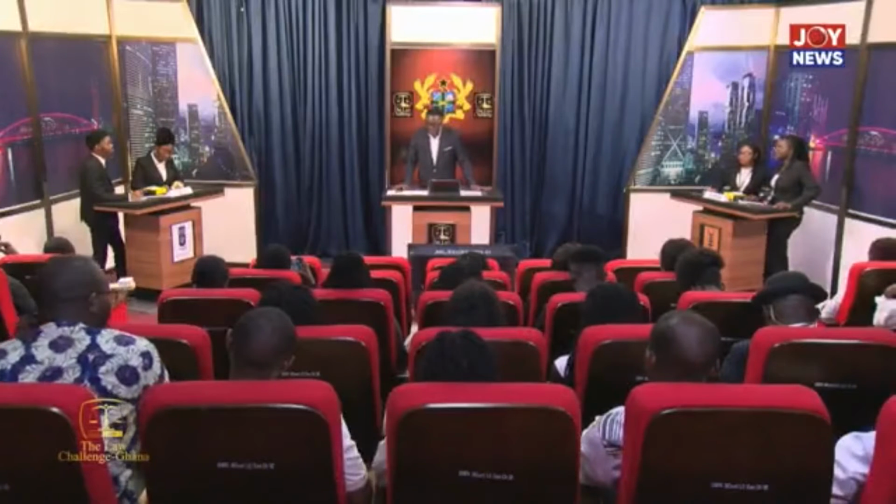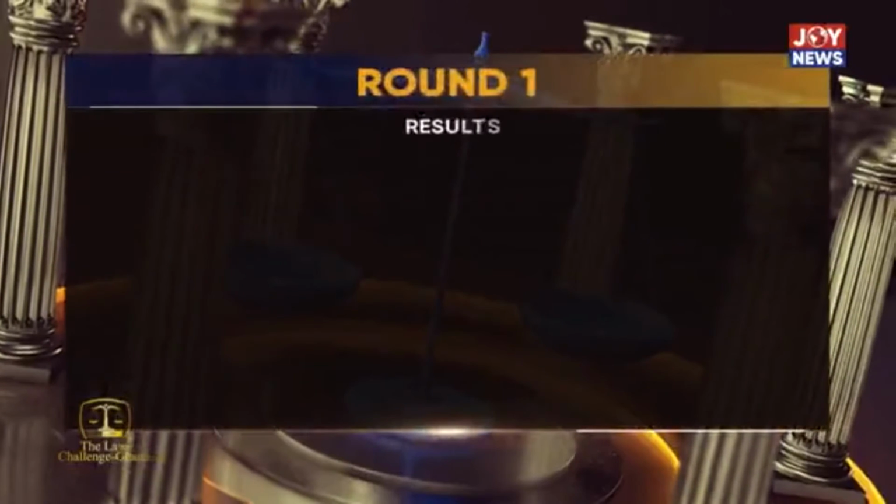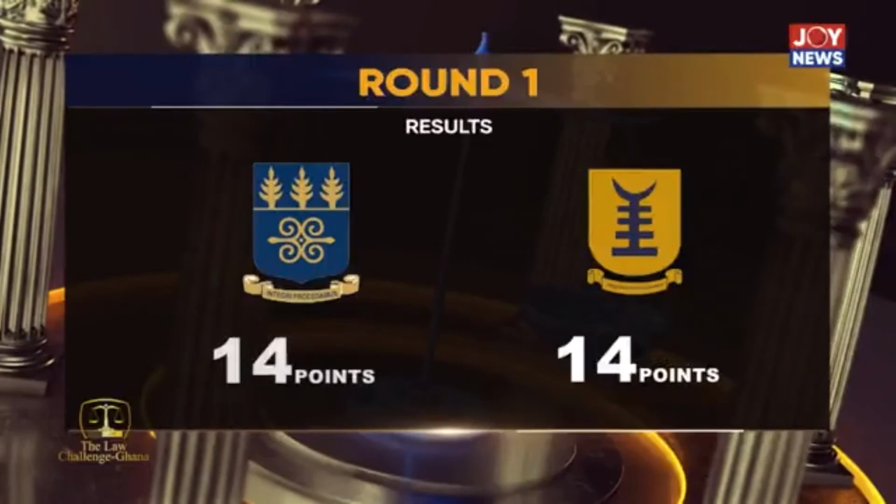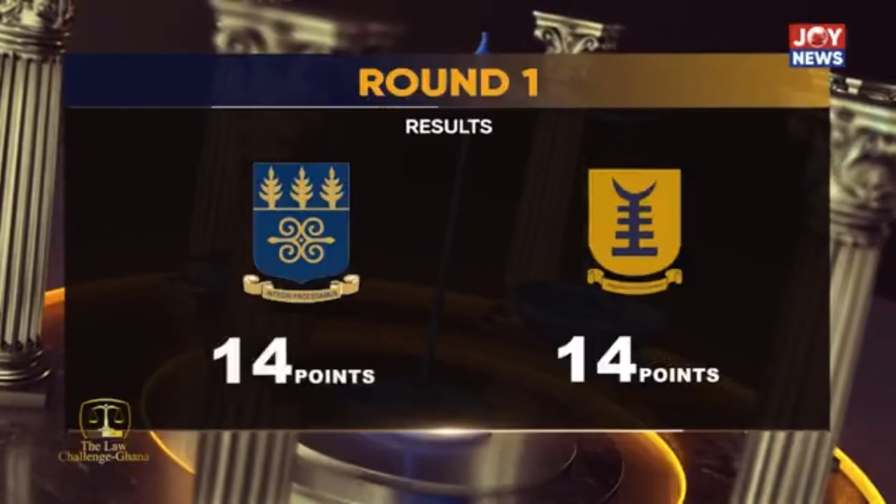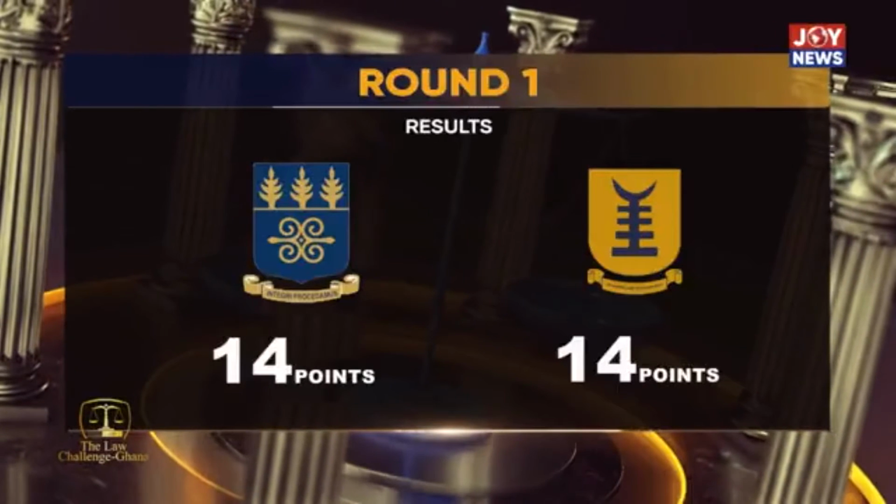Ladies and gentlemen, at the end of the first round in this contest between the University of Ghana and UPSA, the two have made equal points, 14 marks each. A round of applause for them.